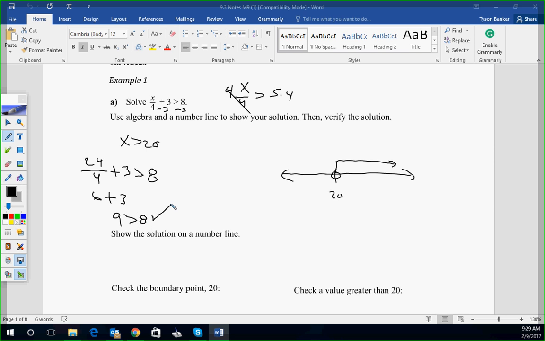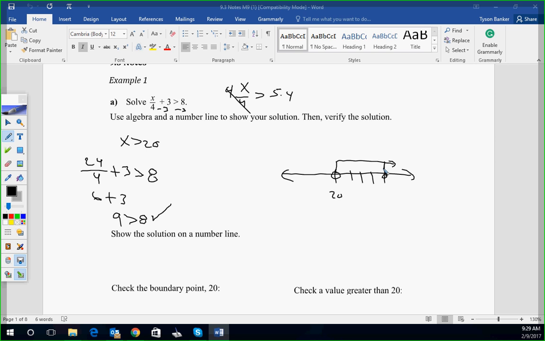Okay, 24, 1, 2, 3 is right here. So we are feeling good about our answer. Okay, we just verified. We already showed the solution on the number line. Check the boundary point 20. Check the value greater than 20. So we already checked the value greater than 20.